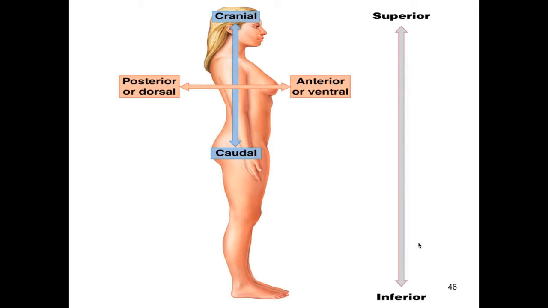When we talk about superficial and deep, superficial means closer to the surface. So if we're looking at the person with the naked eye, their skin, the epidermis, is superficial. And as you start moving deeper, you get to the dermis and hypodermis.